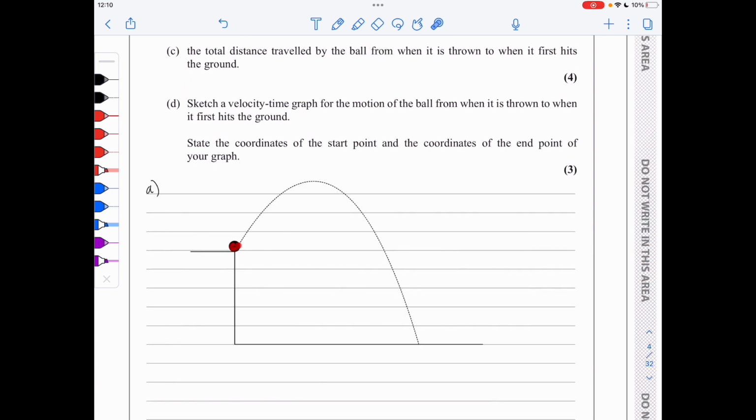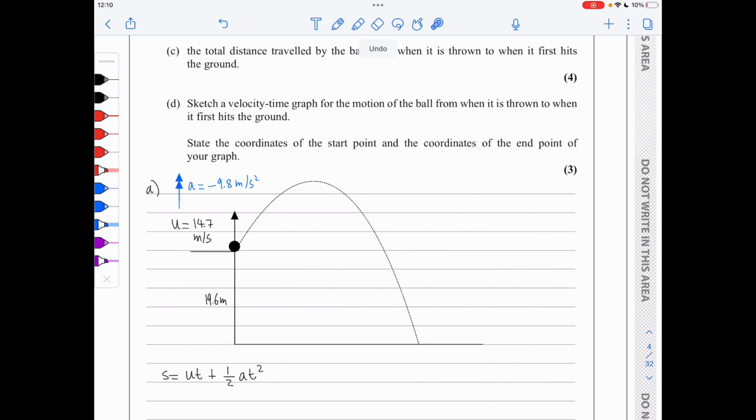We've got the ball initially here. It leaves with a velocity of 14.7 meters per second pointing upwards. It's at a height of 19.6 meters here. And we know that acceleration is opposing motion, so acceleration is minus 9.8 meters per second squared. I need to find the total time until it first hits the ground. So when it hits the ground here, we know that the displacement will be minus 19.6.